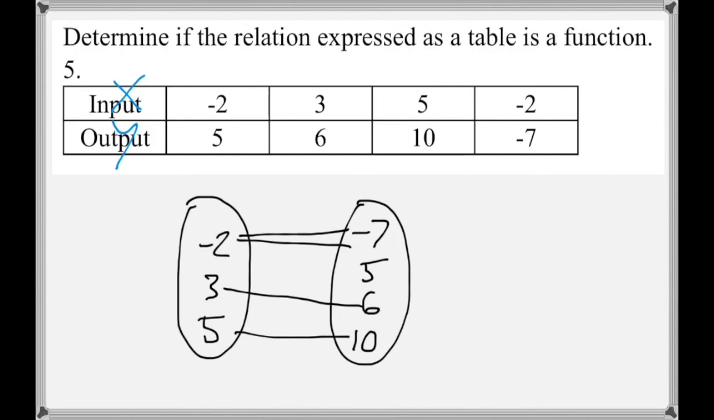So you'll see that -2 gets mapped to -7 and to 5. It doesn't quite look like it's going to 5. And my eraser's too big. You'll see that I do make mistakes on these videos. There, that looks nicer. So no, this is not a function because -2 does get mapped to 2 different numbers.